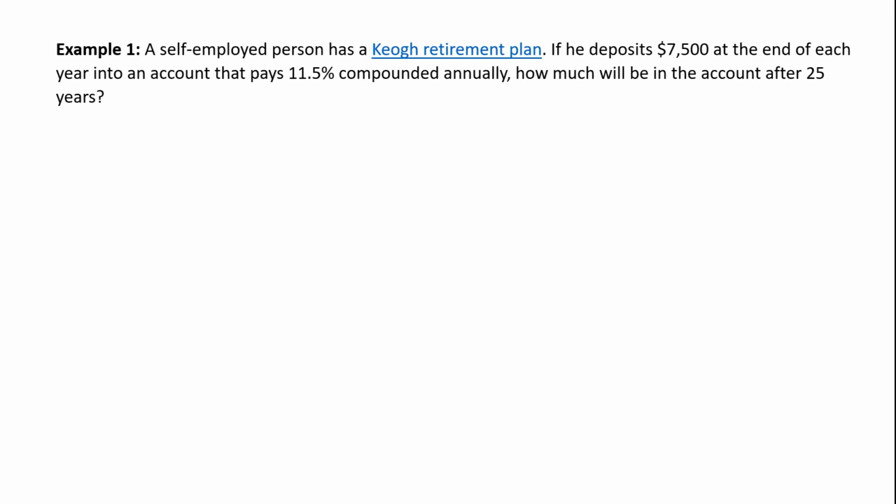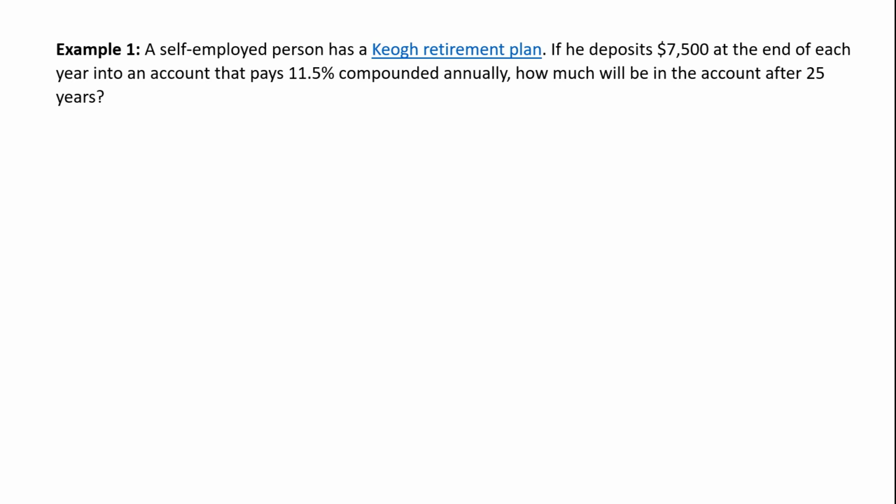Example, a self-employed person has a Keogh retirement plan. If he deposits $7,500 at the end of each year into an account that pays 11.5% compounded annually, how much will be in the account after 25 years? This is an ordinary annuity problem.